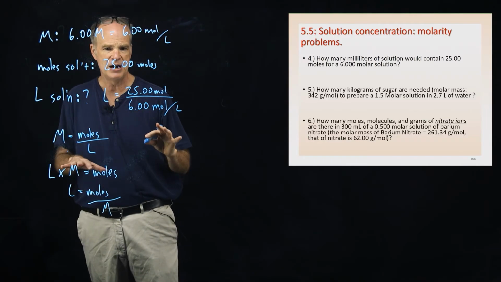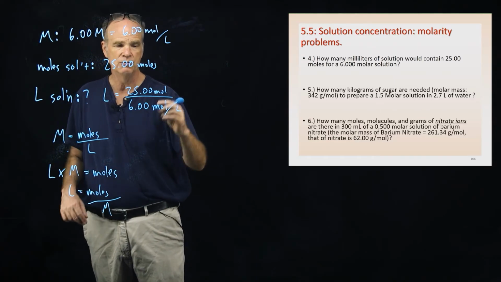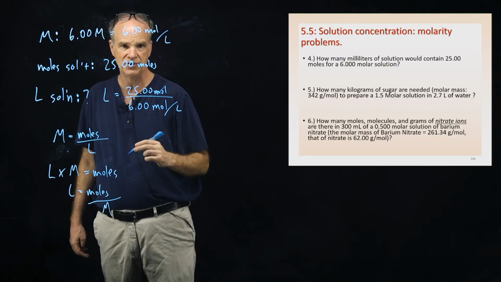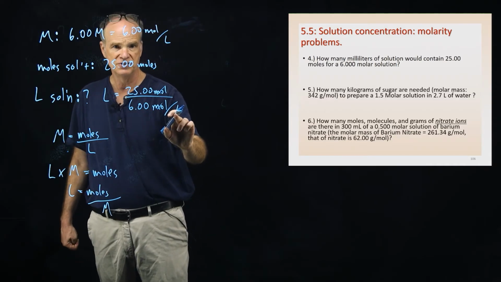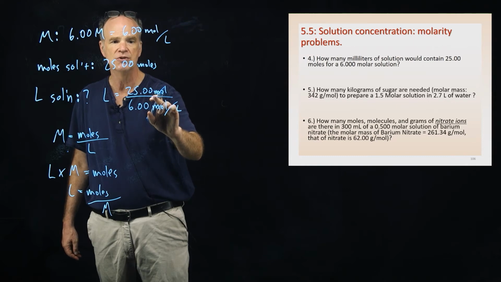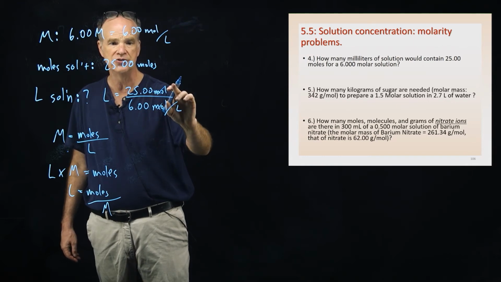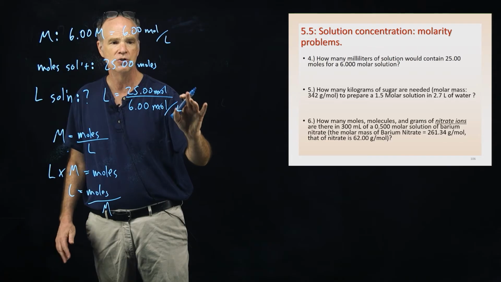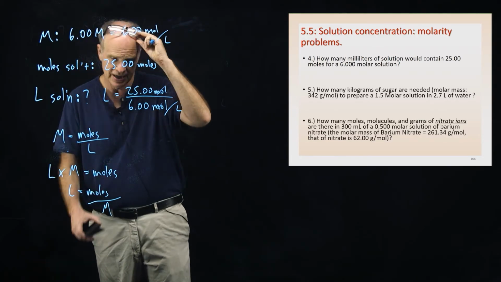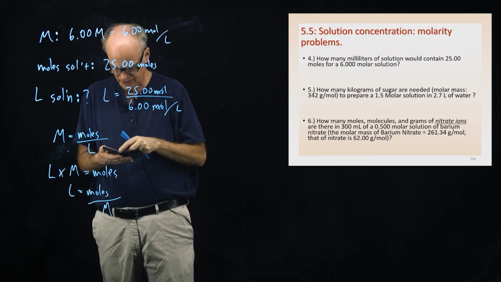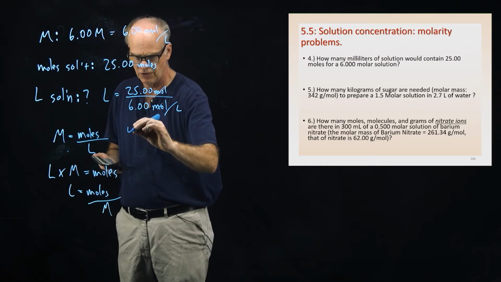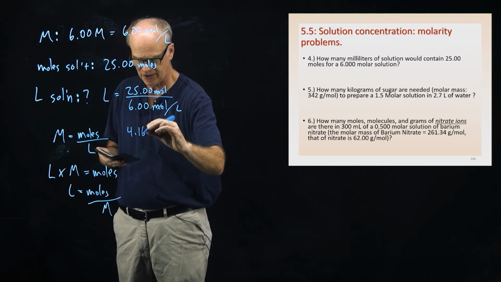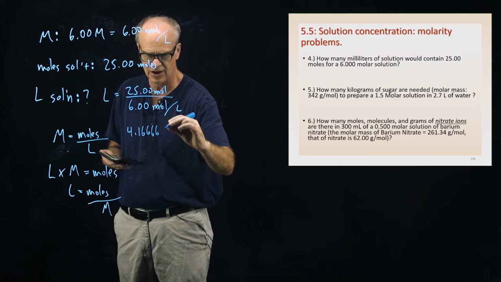So let's talk about what the units end up being. We have moles in the numerator of this fraction, moles in the denominator, so the moles cancel. We have liters in the denominator of a fraction that's in the denominator of another fraction. If that is the case, then liters goes into the numerator. So the answer will be in liters. So let's just see what we get in liters. So it's going to be 25 divided by 6, and we get 4.1666 and so on liters.